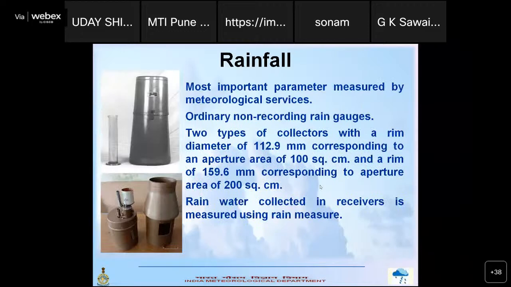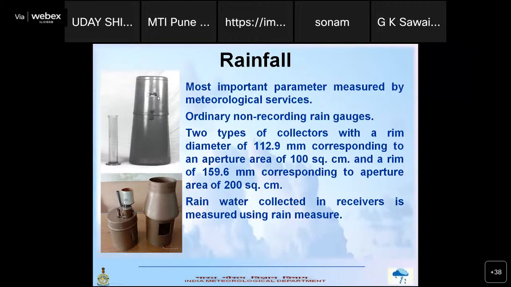Now we will see rainfall. Rainfall is also a basic parameter for meteorology. Whatever rainfall precipitation falls on the ground will be accumulated in the jar. This is the traditional way to measure rainfall. Whatever rainfall is collected inside the jar will be poured into this rain measuring glass. This glass has markings in mm, 10 mm, 20 mm, 30 mm, like this.